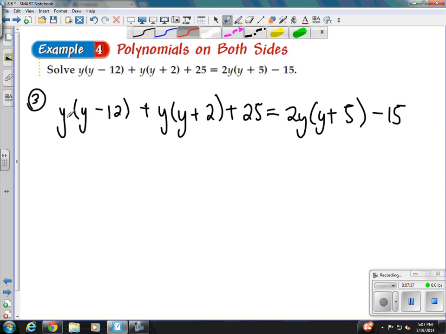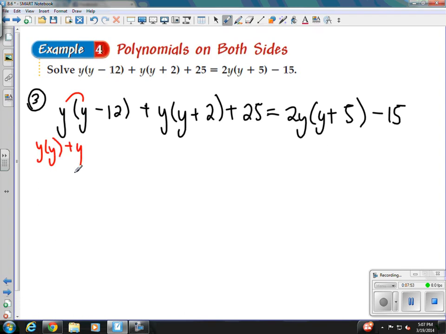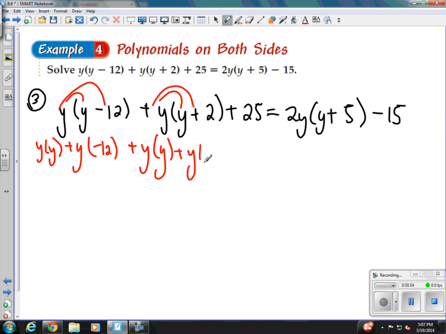So we're going to look inside of all of our parentheses. That's y minus 12, that doesn't reduce. Y plus 2, that doesn't reduce. Y plus 5, that doesn't reduce. So then we look at our first parenthesis here, and we say we have to distribute that y on the outside. So y times y. And it's a positive y, so plus y times a negative 12. And then a plus y times y. Once again, a plus y times a positive 2. And then my plus 25 drops down because he doesn't have anybody to distribute to him.